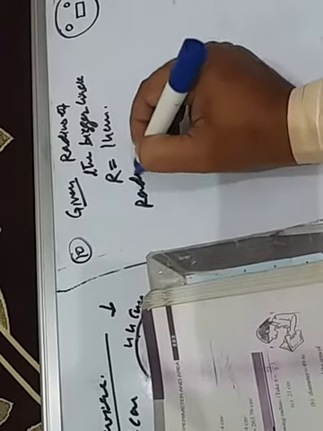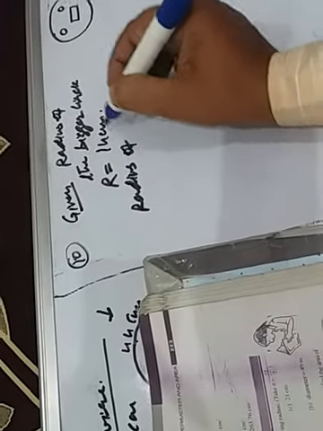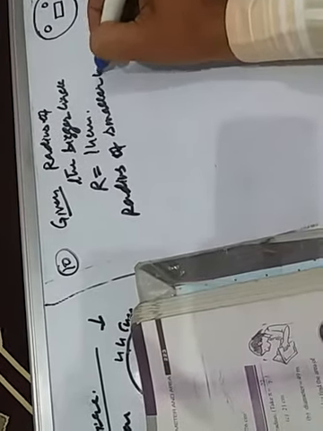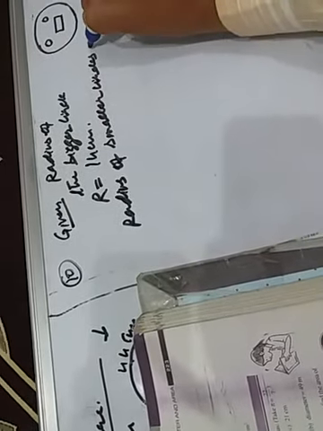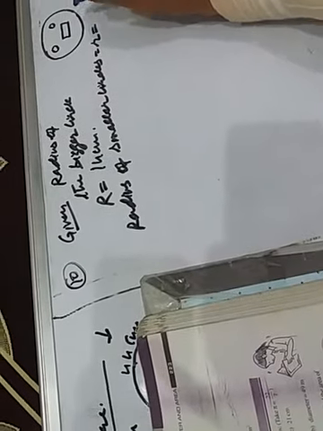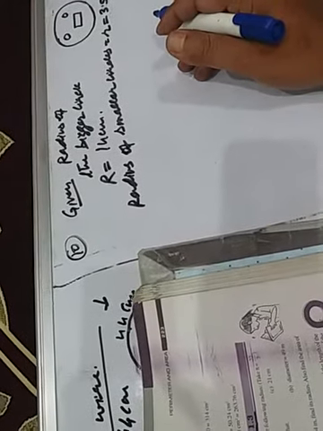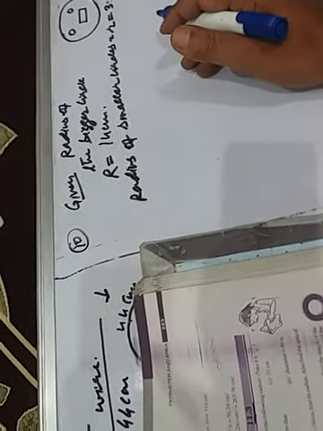Radius of smaller circles, small r. It is given that 3.5 centimeter radius each. Clear? Now length and breadth.